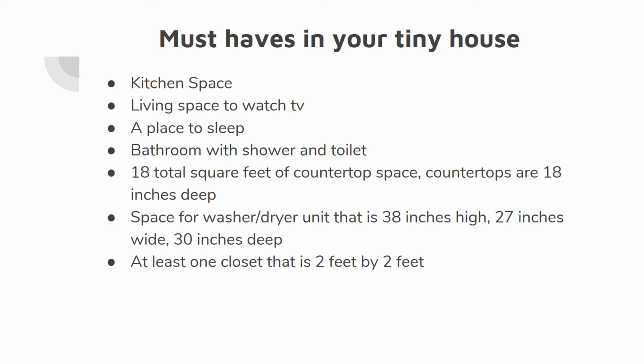Okay, so again, we wanted to bring this up, things that you absolutely have to have in your design. Third time that you're seeing it today: kitchen space, living area space, place to sleep, a bathroom, and then certain stipulations for your countertop space. Again, don't forget, you absolutely have to include a closet. Our closet was in the bedroom. Yours doesn't have to be. Ours was. And then don't forget, you do need your washer and dryer space, and the dimensions are again included here. We still need to figure out where our washer and dryer unit will go.